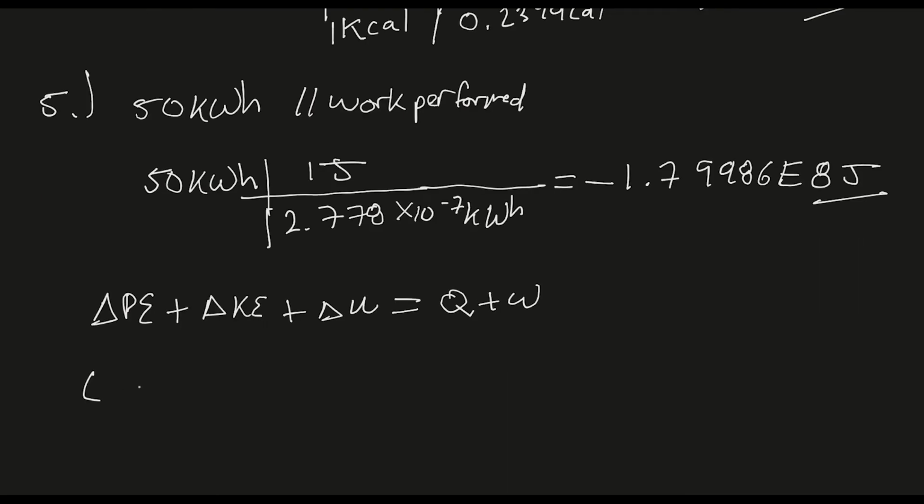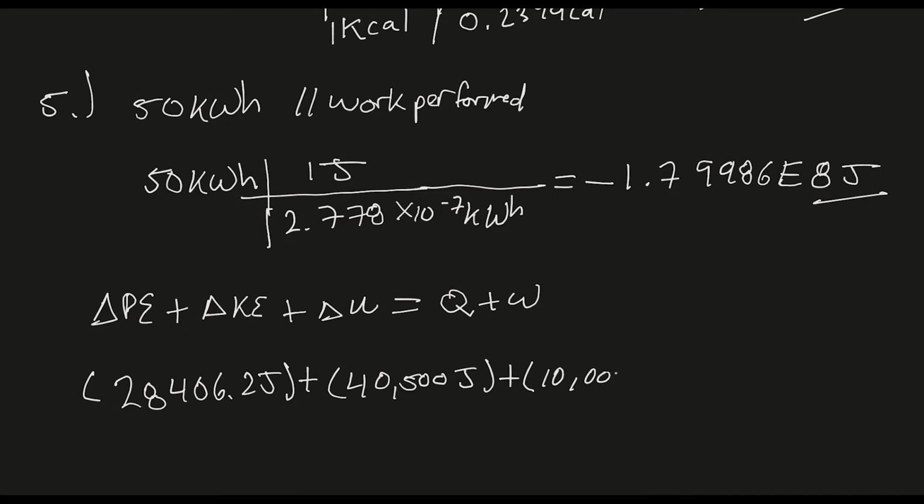So if we start plugging in our values, and plugging in we will, we have 28,406.2 joules. We have kinetic energy, which is 4,500 joules. And we have change in internal energy, and that's 10 million joules. Notice we could add them because they all have the same units. That's the great part. We could add them. Now, they're supposed to be equivalent to heat plus work.